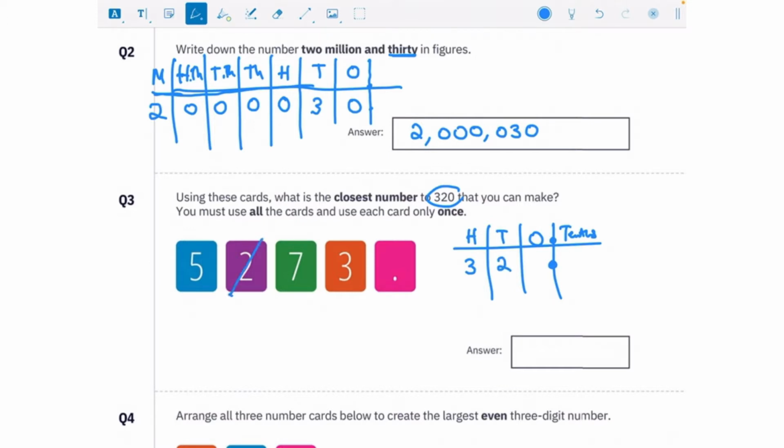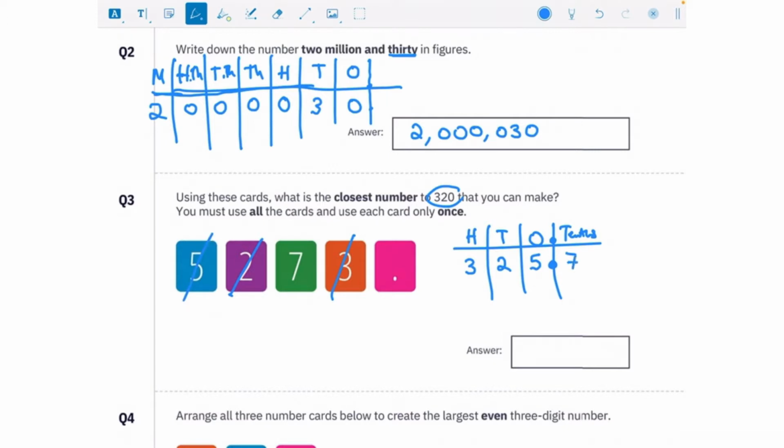We've used the 2 and we've used the 3. We've now got a 5 and a 7. Which of those is going to get us closer to 320? We want to use the smallest possible number here. So we're going to put 5 in the ones column. And now that we've used that up, we're going to have to put the 7 over here.